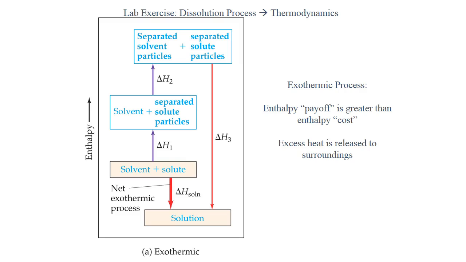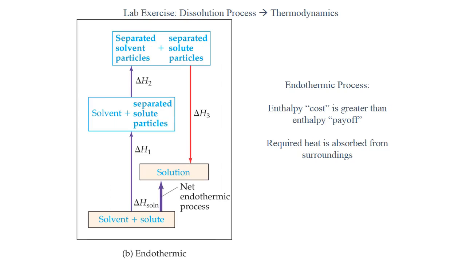This enthalpy payoff, this delta H3, is greater than the cost when you add delta H1 and delta H2. And that excess heat is released to the surroundings. Now if we contrast that with an endothermic process, then 1 and 2 still require enthalpy and 3 still releases enthalpy. But in an endothermic process, the enthalpy cost is greater than the payoff, and so the net reaction at the end is still endothermic. So the heat that's required is absorbed from the surroundings and they get cold.